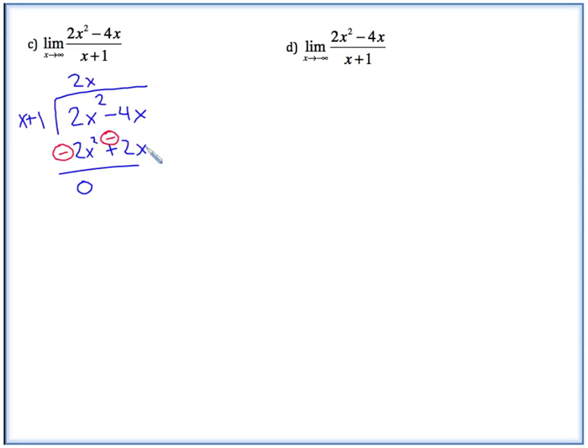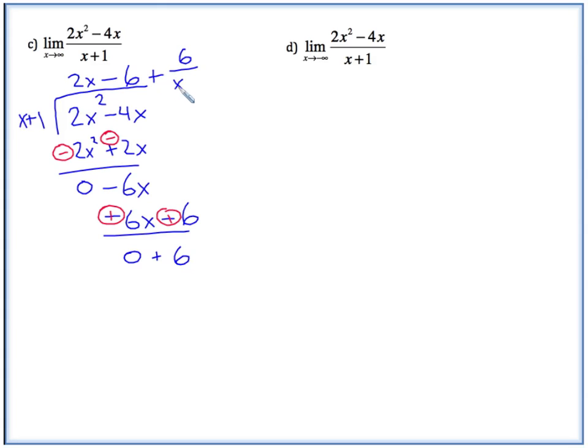And negative 4x minus 2x is negative 6x. And now I say x goes into negative 6x how many times? Well, negative 6. And so now I multiply negative 6 times x plus 1. And so I get negative 6x minus 6. And then because I'm subtracting, I'm going to change both of these signs. And again, I circle those there. So we get 0 and then plus 6. Now x no longer goes into 6, so we just write this as a fraction plus 6 over x plus 1.